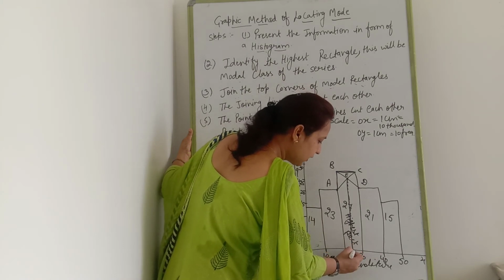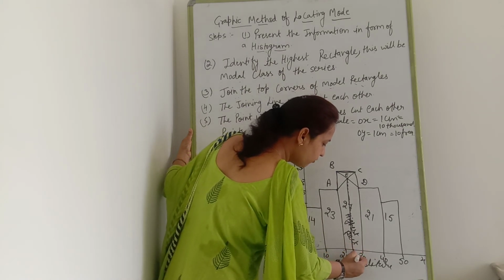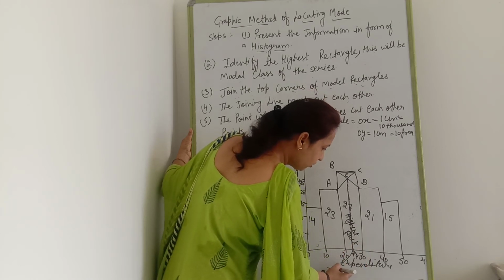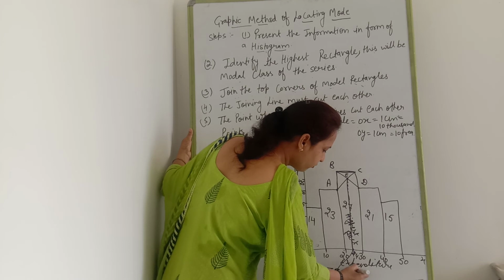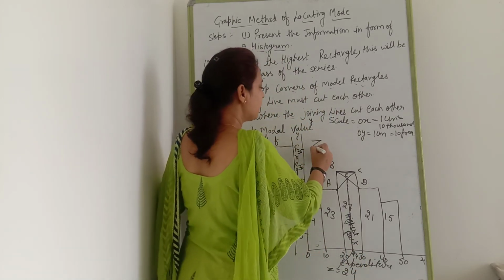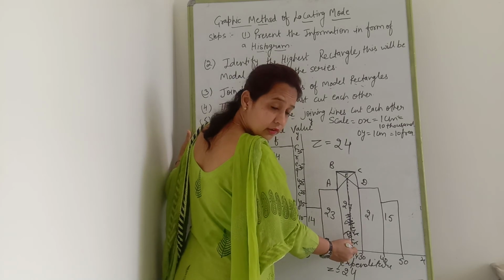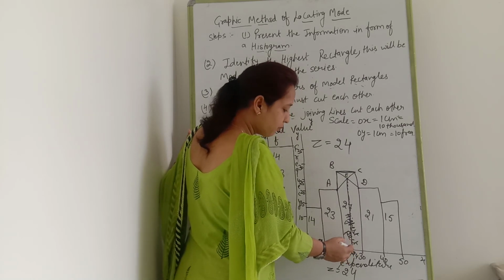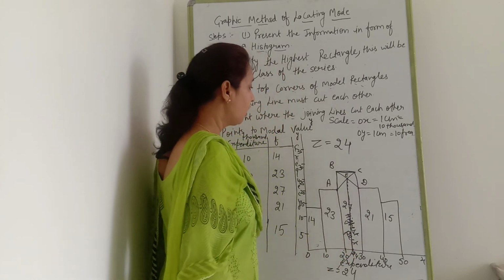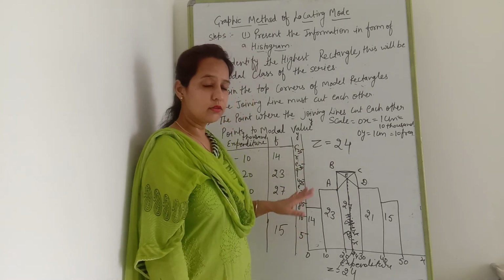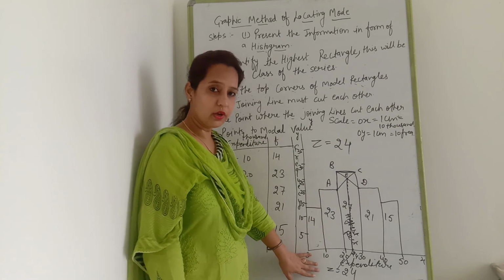You have to write here. Suppose it is 24. So Z will be Z equal to 24. Clear? Z equal to 24. Count it here from your graph. Approximately 24 will be your answer. It means you are going to find your exact answer through the graph if you draw it.